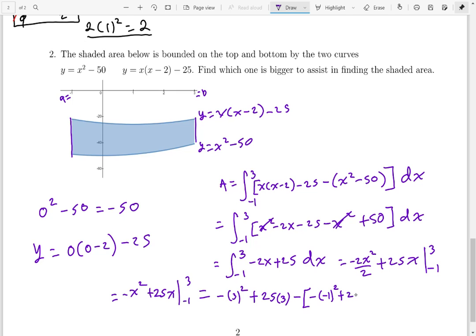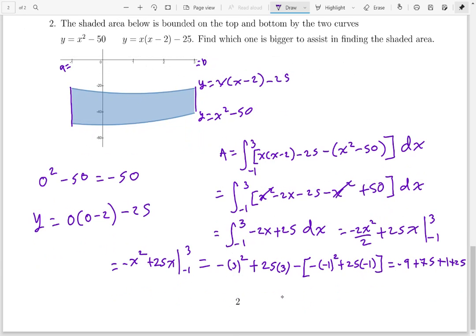And so I get negative 9 plus 75 plus 1 plus 25, just distributing that negative and being a little bit careful. And I get that this is equal to 92. And so now I know that the shaded region trapped between those two functions is a square unit area of 92.